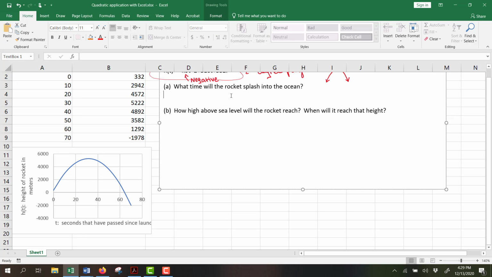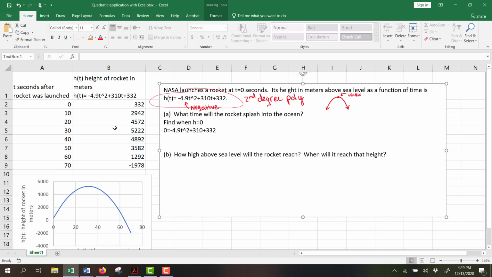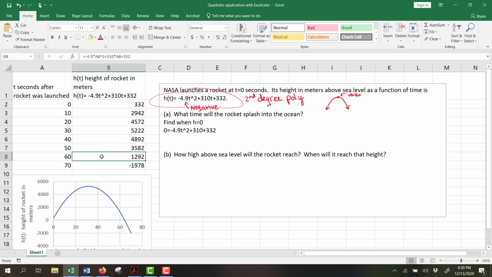Okay, so the first thing in part A that it asks is what time will the rocket splash into the ocean? On the graph, we're thinking about when this graph hits the height of 0. So in the equation, we need to find when h equals 0. And in the table, we need to find the point when that happens. It happens a little after 60. Notice at 60, there's a positive value of h. At 70, there's a negative value of h. So somewhere in between, it must be that the h became 0 as it crossed from positive to negative.